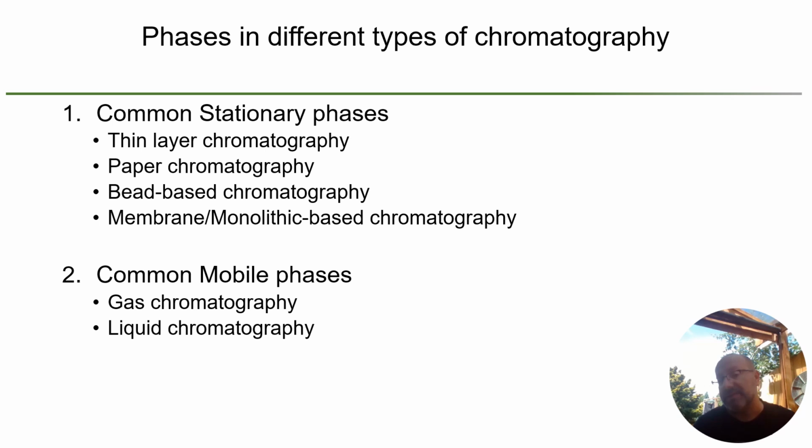Our common mobile phases in chromatography are gas and liquid. That's really all we have, is either gas chromatography or liquid chromatography. The liquid chromatography is, again, what we're going to be focusing on in this class. The liquids can be solvents, organic solvents, ionic fluids, pH-based fluids, buffers, and straight aqueous solutions.